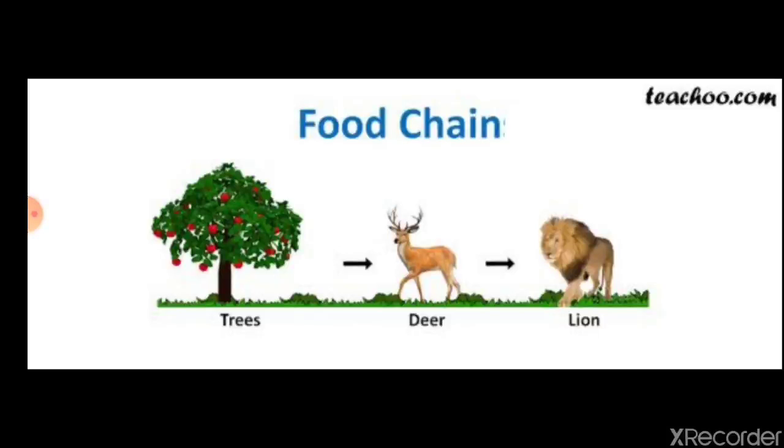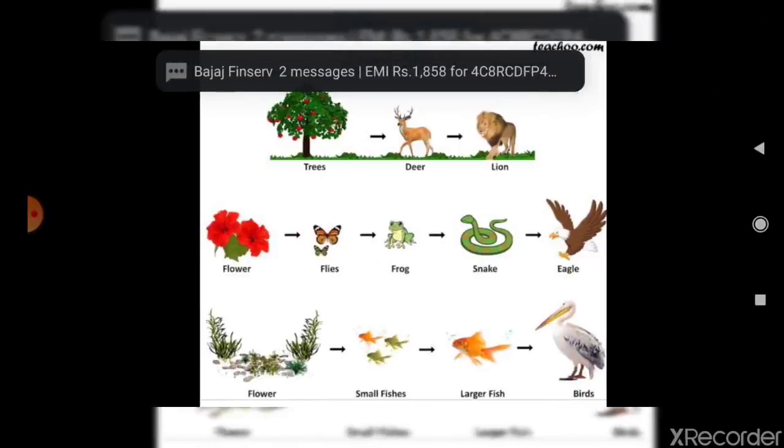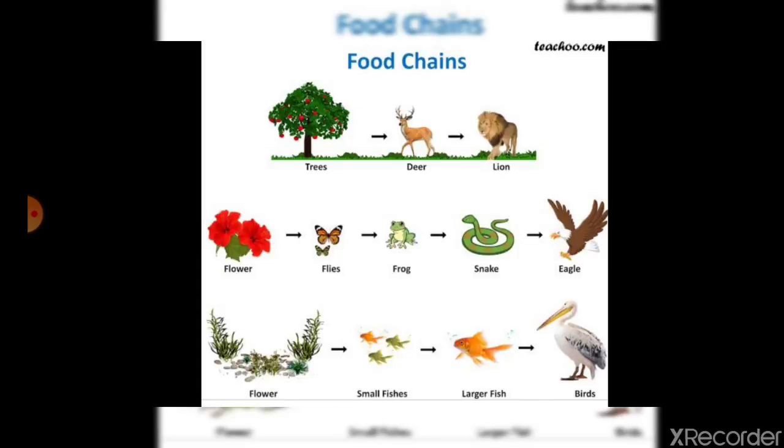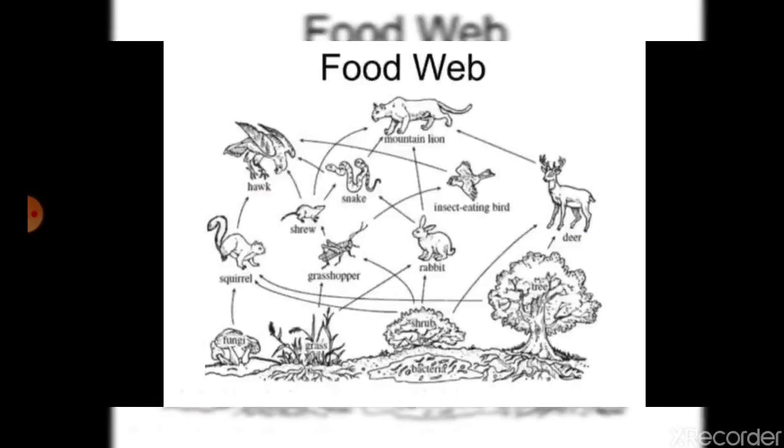Here, organisms are interconnected to each other through a process of eating and being eaten. There are a number of food chains in our ecosystem, and some of them are interconnected. Hence, the interconnections of the food chains give rise to a food web. A food web is a network of food chains.